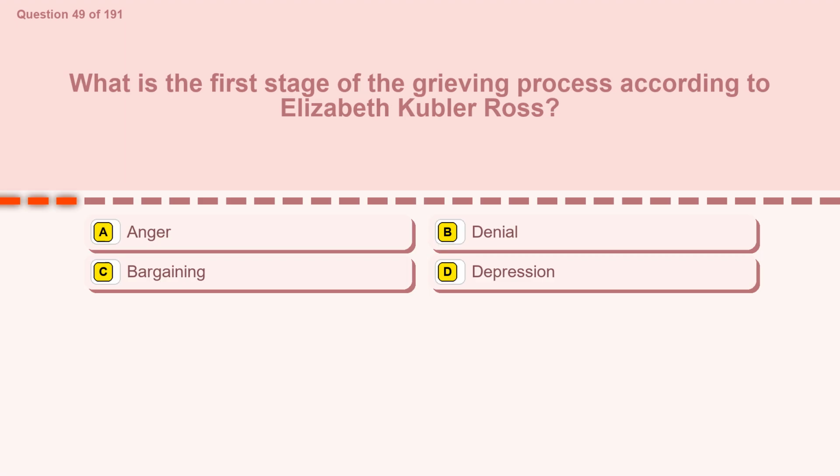Question 49. What is the first stage of the grieving process according to Elizabeth Kubler-Ross? Option A. Anger. Option B. Denial. Option C. Bargaining. Option D. Depression.